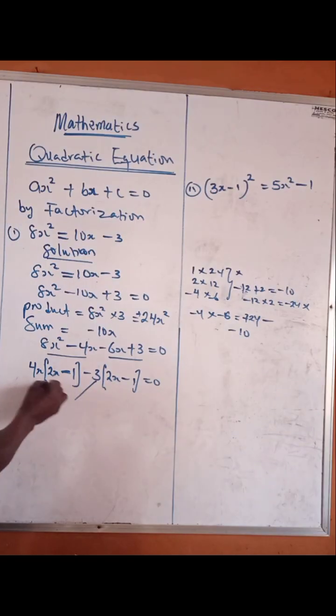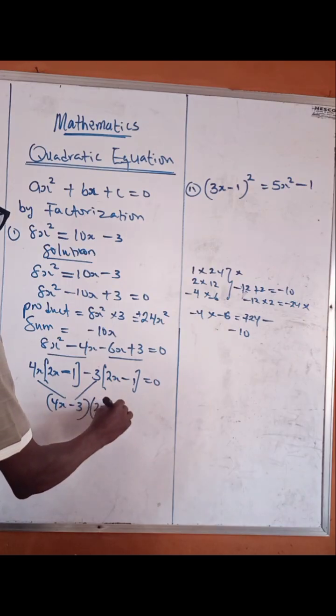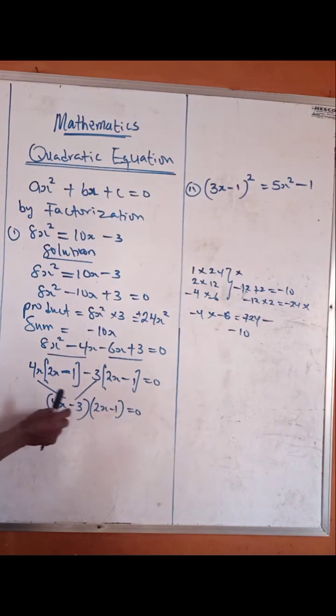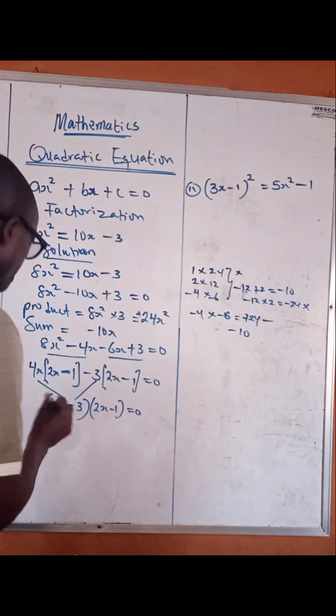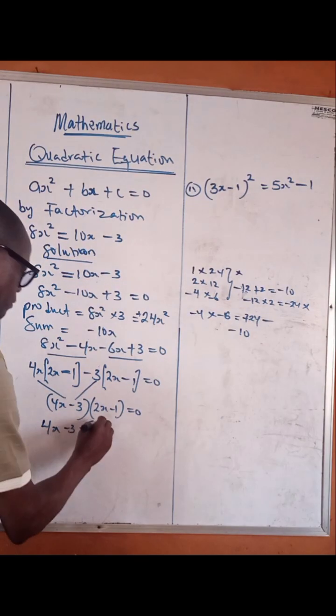Now, you bring the two brackets outside. That will be (4x - 3)(2x - 1) = 0. Now, let's equate each of them to 0. So, we have 4x - 3 = 0.